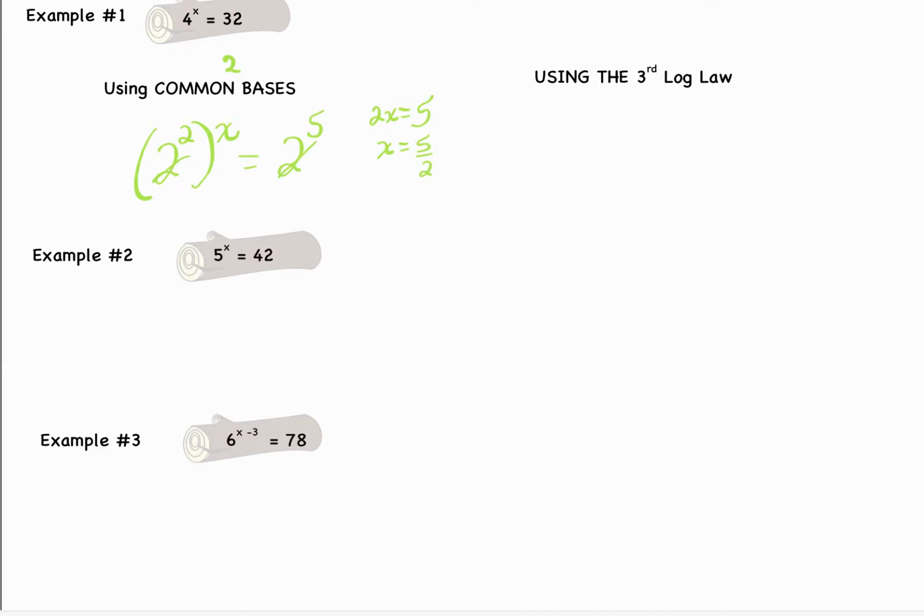Well, we could use our third log law the same way. Let's just say I'm drawing a blank on a test and I don't see that 2 goes into 4 and 32. Well, what you can do is take the log of each side. So I'm going to take the log of 4 to the x, and I'm going to look at the log of 32.